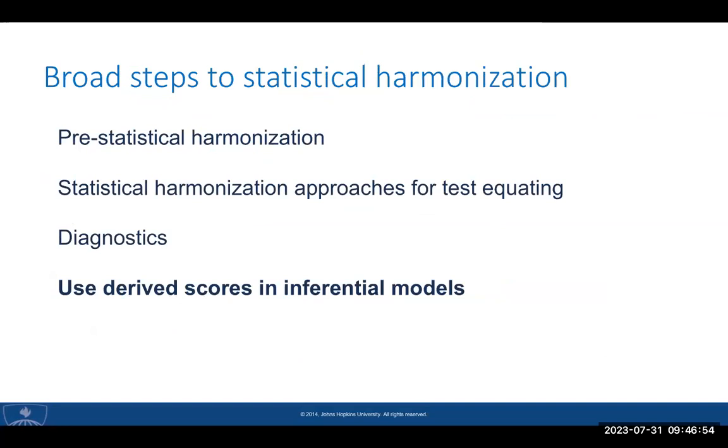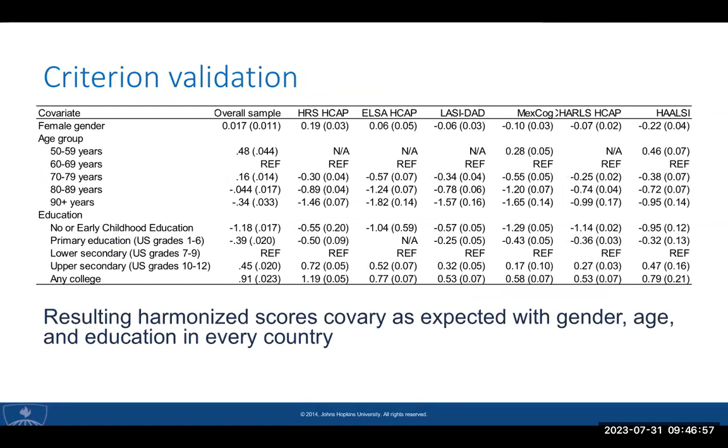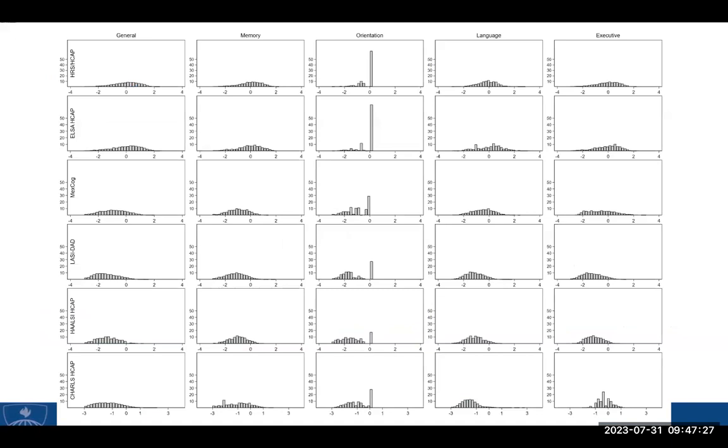So eventually in our diagnostics, we can use our scores in inferential models. So what I'm showing here are columns for studies, and then rows for various predictors of gender, age, and education. Broadly speaking, across all of the countries, cognitive performance improves as a function of more education, and it's lower as a function of older age, which is something that you would hypothesize. Here are some histograms in data where there are columns for different domains, from general performance and memory and orientation and language and executive functioning. And there are rows for different studies.